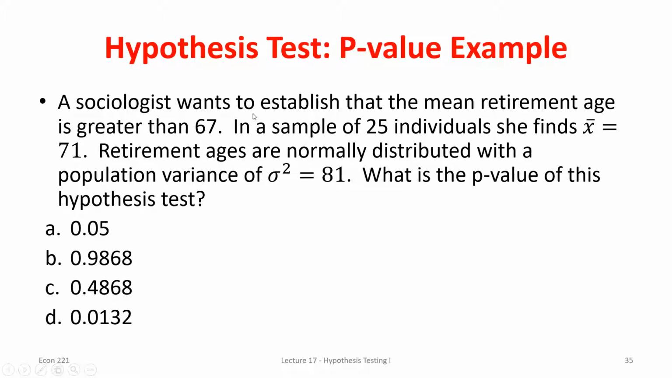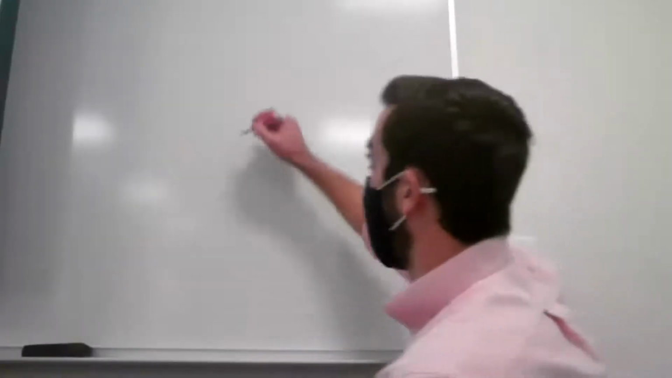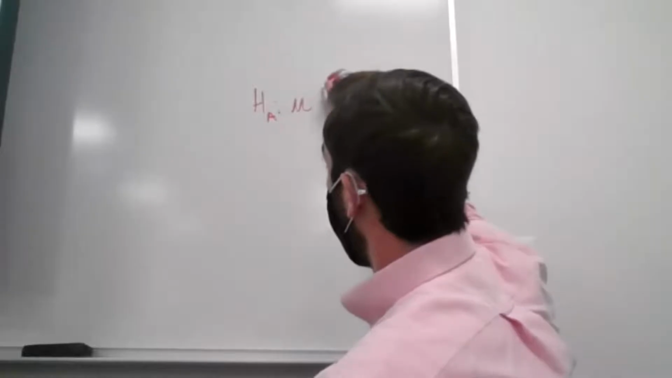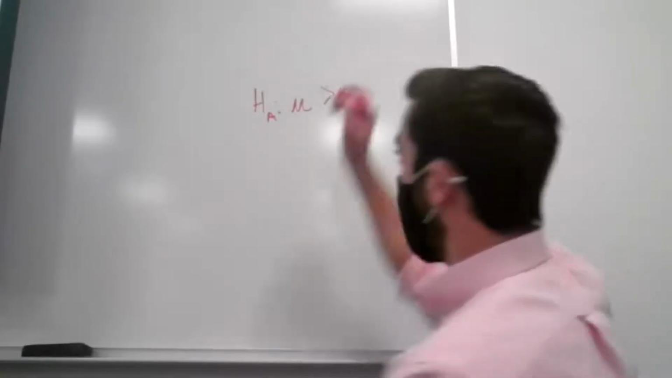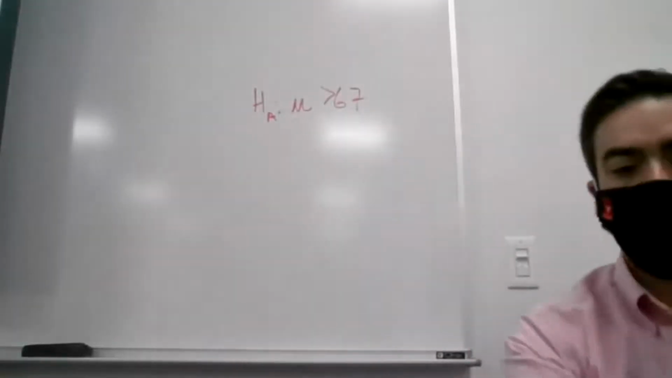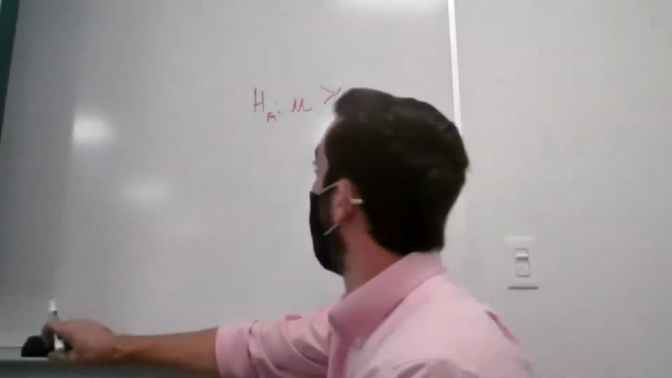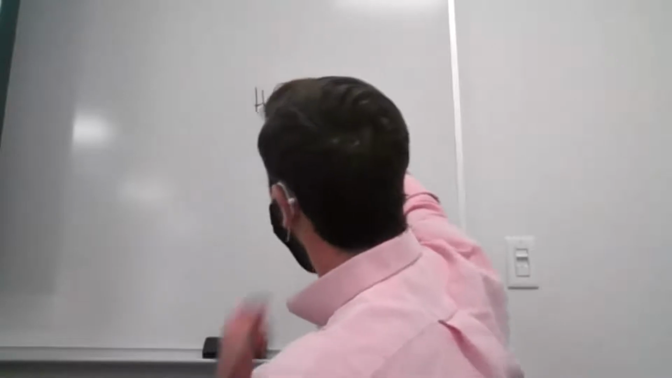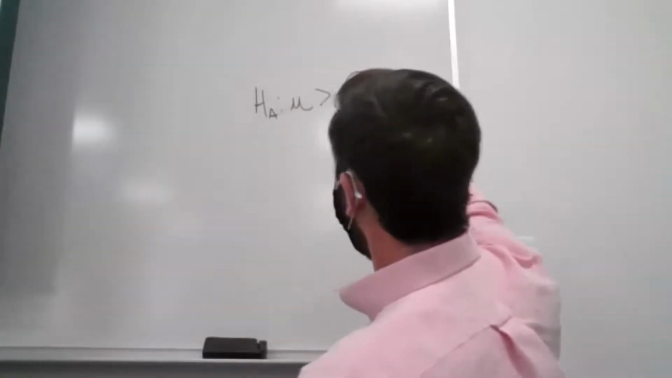Well, first of all, we haven't even written the hypothesis test down, so the first step is to identify what that is. If we want to test whether the mean retirement age is greater than 67, whatever we want to test for, that's our alternative hypothesis. So we're asking, is that mean retirement age greater than 67?